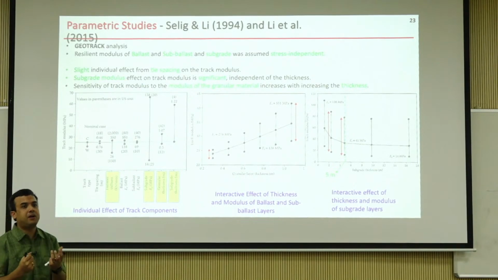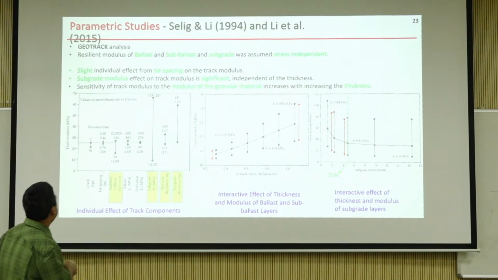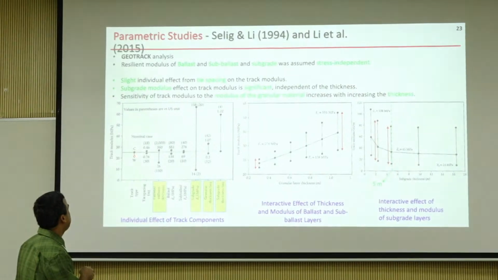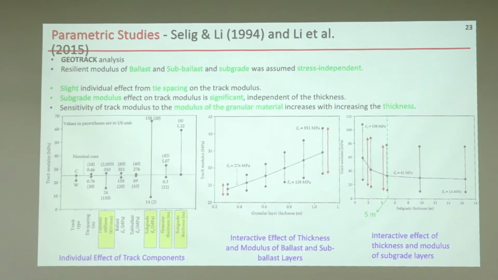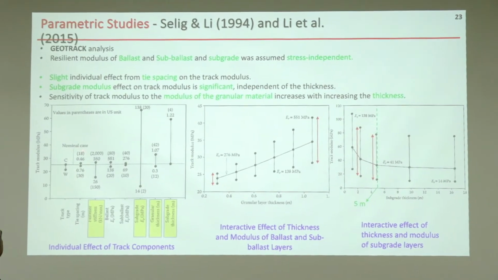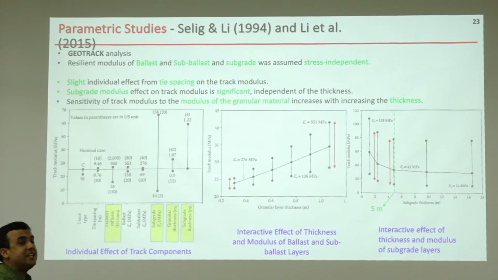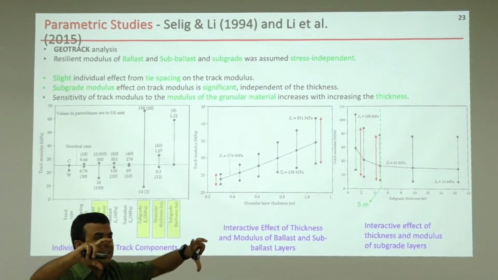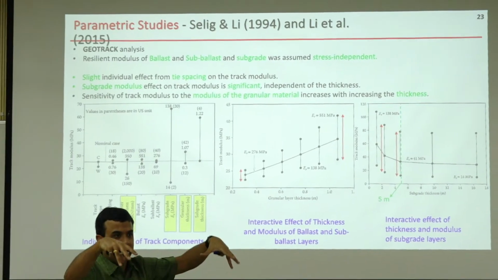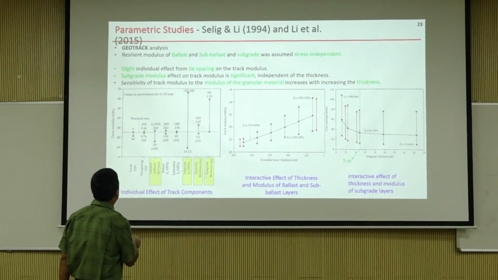Concrete ties are stiffer, so that's a higher modulus. Wood ties are lower modulus. Tie spacing, 18 inches versus 30 inches. When you have closer ties, the bending stiffness increases significantly, right? It's much better supported. So that's the reason it's higher.